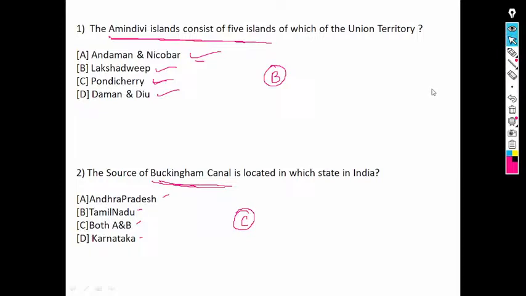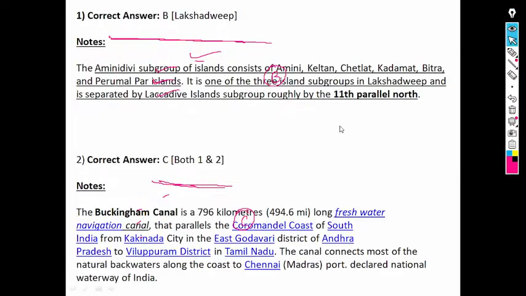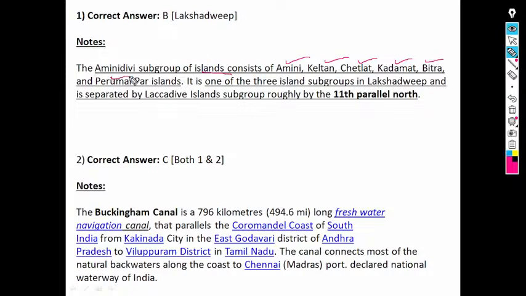And as I conveyed previously, after every 2 successive questions, we will discuss the answer. Let's see now. Amini group of islands consists of Amini, Keltan, Chetlat, Kadmat, Bitra, and Perumalpar Islands. It is one of the 3 island subgroups in Lakshadweep and is separated by the Minicoy Island subgroup, roughly at 11 degrees parallel.